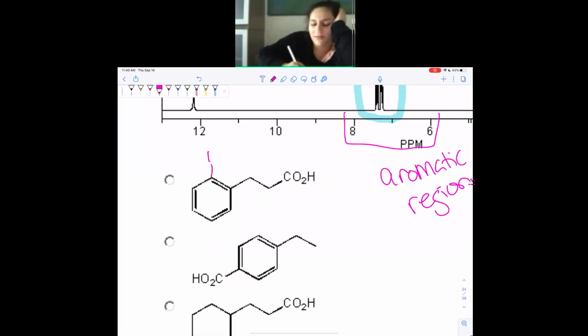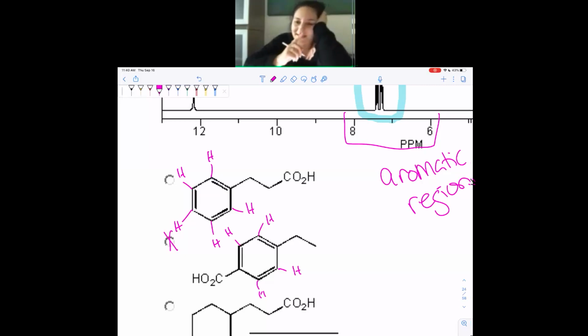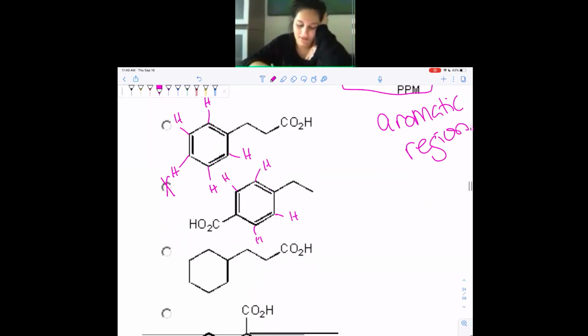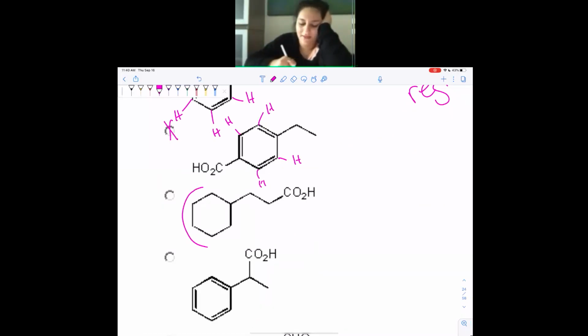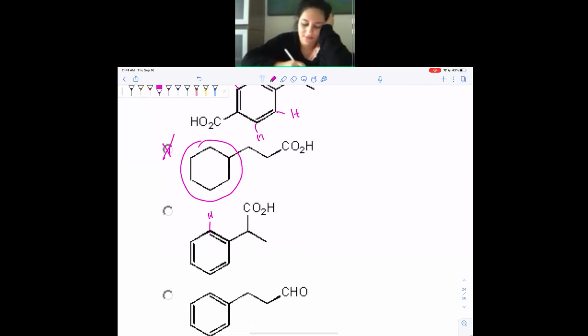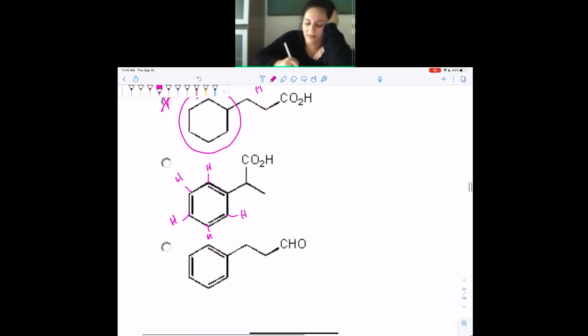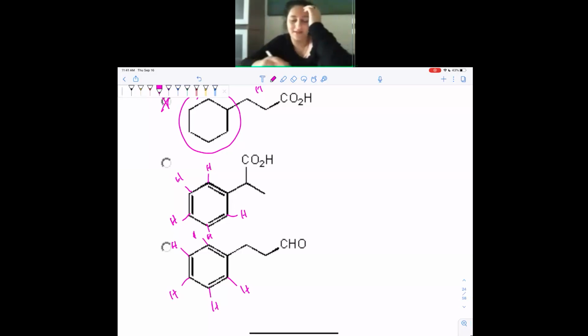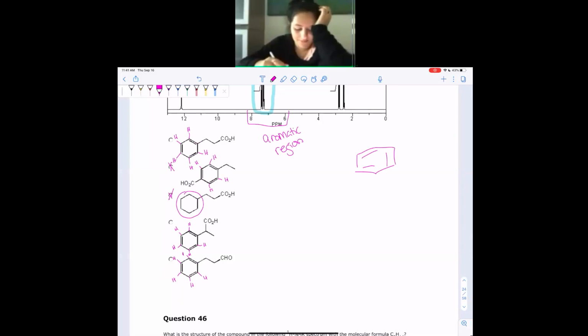Now, one, two, three, four, five. This could be it. One, two, three, four. Oops, not enough. This next one doesn't actually have a benzene ring. This is a trick. This is not aromatic. That's just a cyclohexane, so that one's out. This next one: one, two, three, four, five hydrogens. This could be it. And the next one: one, two, three, four, five hydrogens. This could be it. Cool. So we were able to cross out two answer choices, and we're stuck with three left.